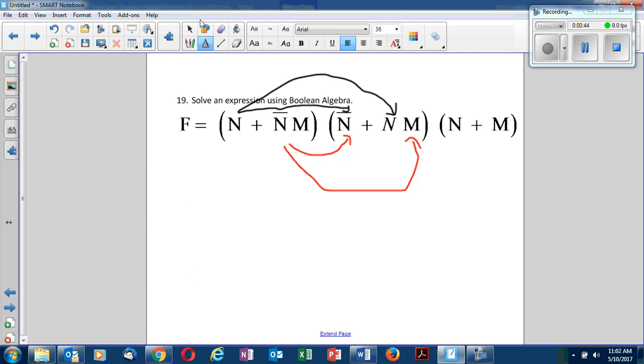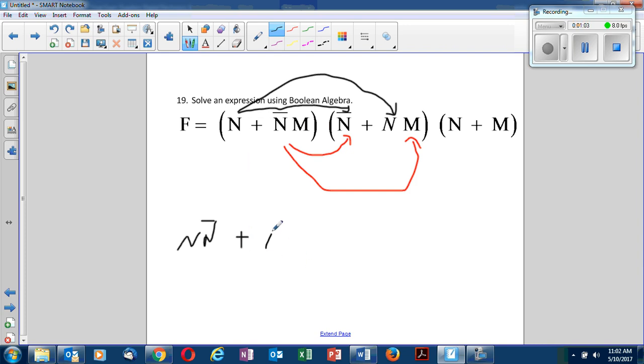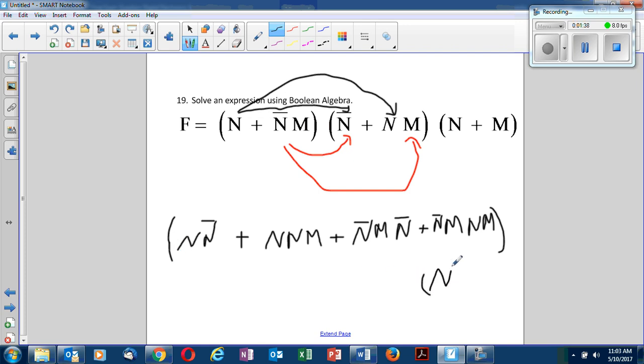So what I will have is n n and not n, plus n n m, plus not n m not n, and the last one is not n m n m, and all of that is multiplied by the last parenthesis, n plus m.